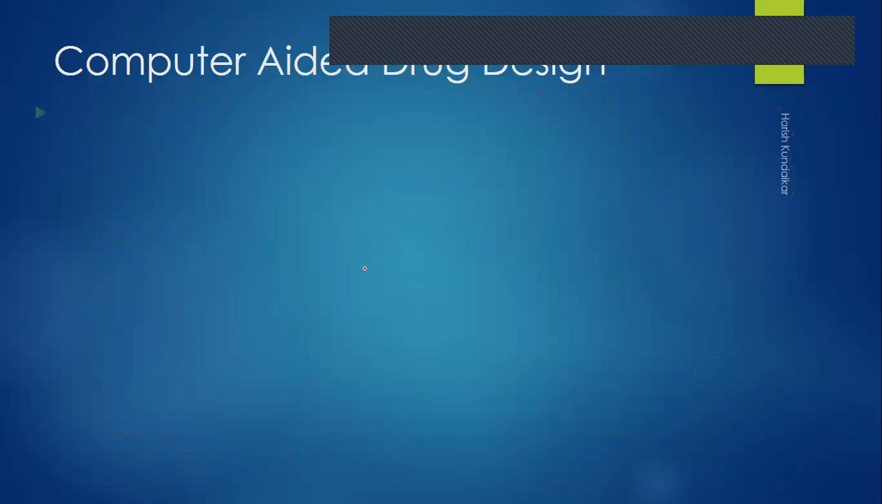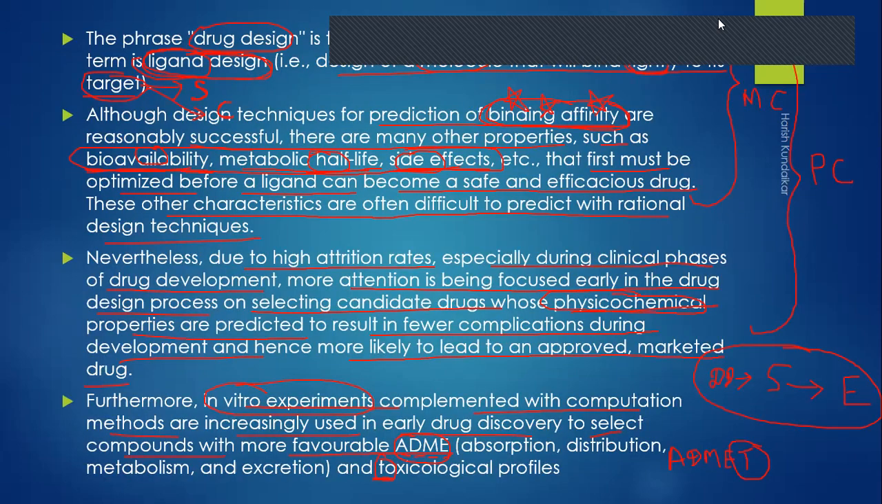Now, computer-aided drug design. As I explained to you all in the previous slide, what do we do?